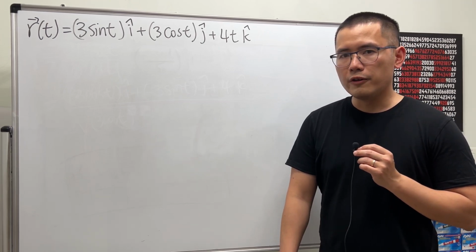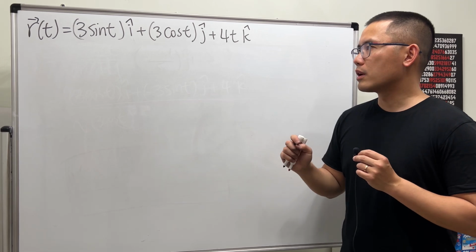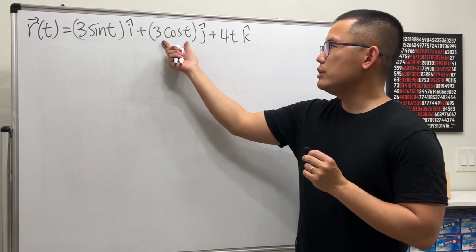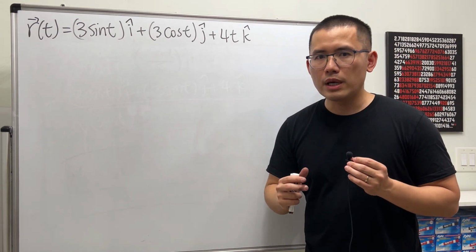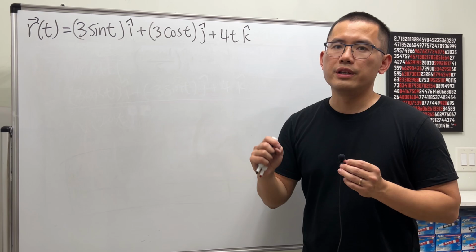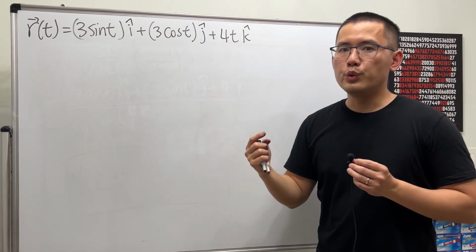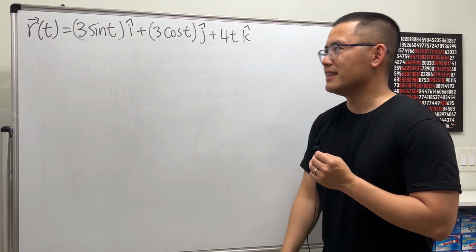Let's do an example of finding the TNB vectors. Here we have our curve in space, and notice that we have the 3 sine t and 3 cosine t here in the xy component. So if you look at the xy plane, you see a circle with radius 3. But in the z component, we have 4t, which is increasing, and you will just get an upward spiral like this, and that's called a helix.